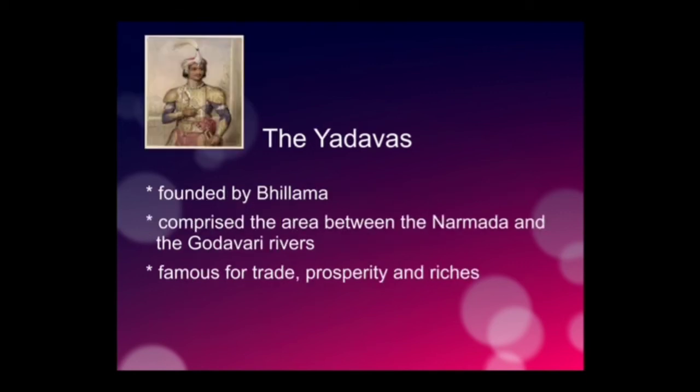The Yadavas. Bhillama founded the kingdom of the Yadavas in the 12th century. Their kingdom comprised the area between the Narmada and the Godavari rivers, and this kingdom was very famous for its trade, prosperity and riches. In the 14th century, the Yadava kingdom was annexed by the Khilji rulers.